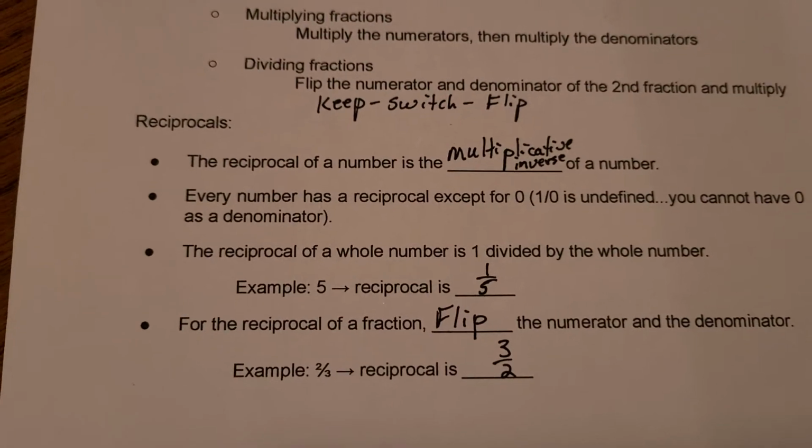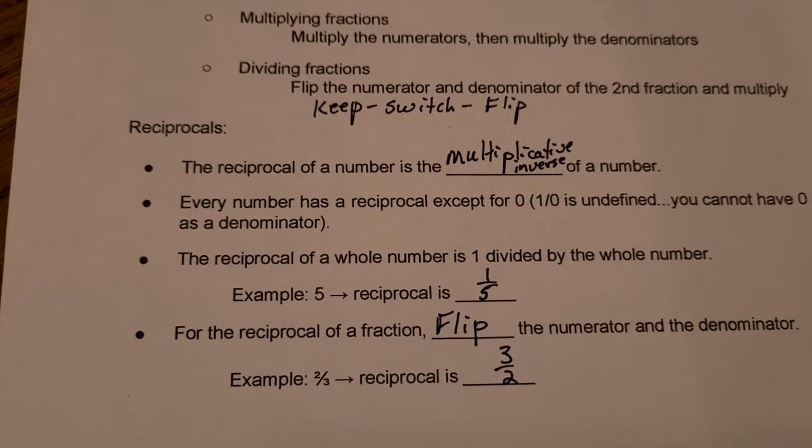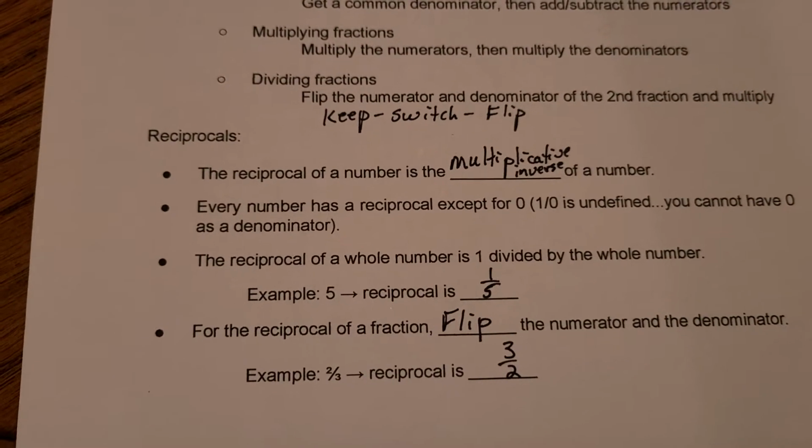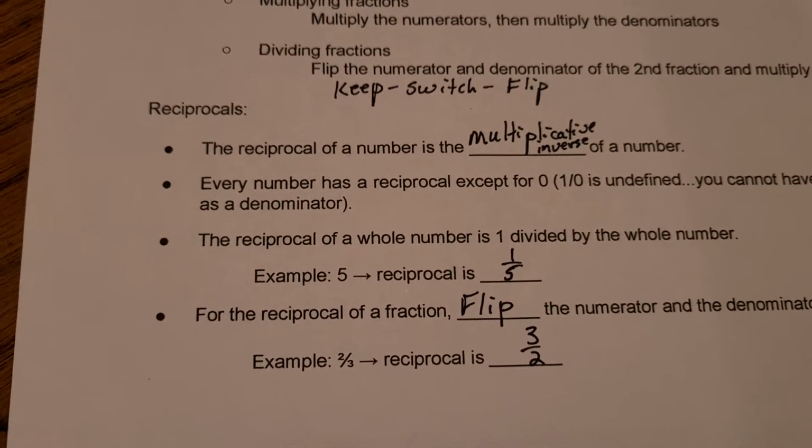So when you have something like 5, the reciprocal becomes 1 over 5. If you have a fraction, you flip the fraction. So if you had 2 over 3, the reciprocal would become 3 over 2.